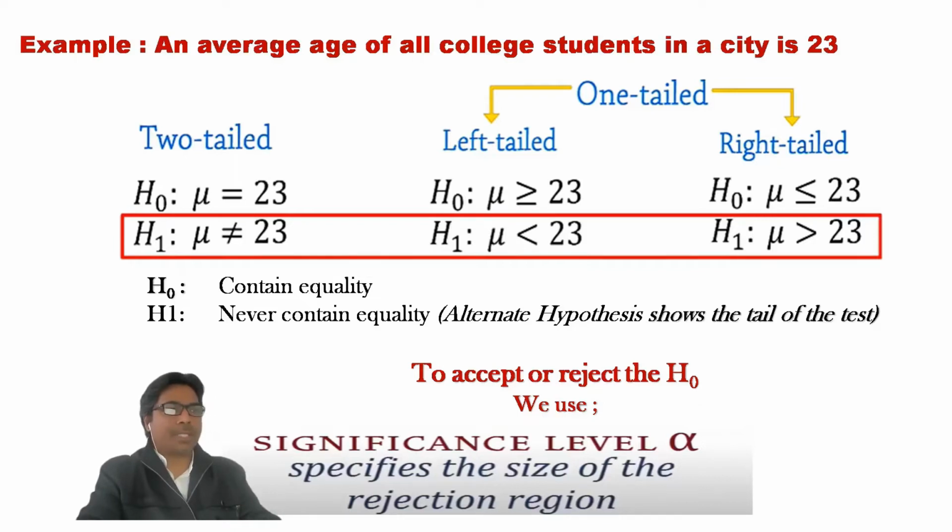Two-tailed here means the mean age of the students pursuing education in a particular college can be more than or less than 23. Right? So if the mean age of the students is less than or more than 23, that means our hypothesis is going to be accepted. So this is not so easy. Let us go step by step.